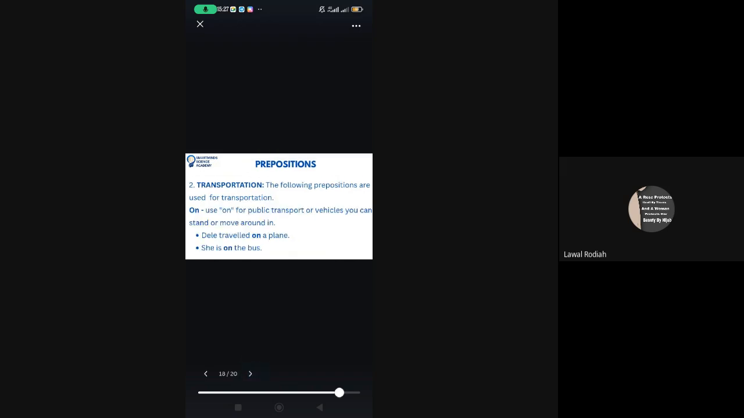Now, when you use on for public transport, you use on for public transport or vehicles you can stand or move around in. Now, you can say you are in the korope. I don't think I can remember the English name for korope right now. But can you move around in korope? You can't move around in it. Where do you even want to move to, except you want to get down from that bus? So you use in for that particular one.